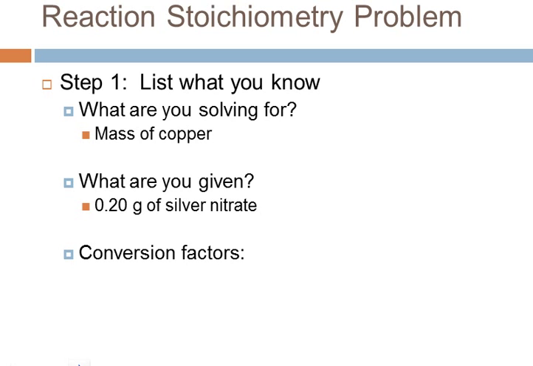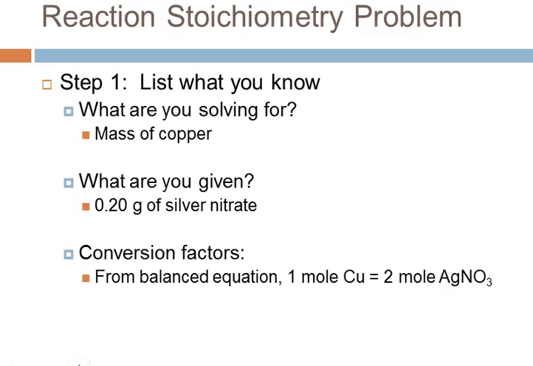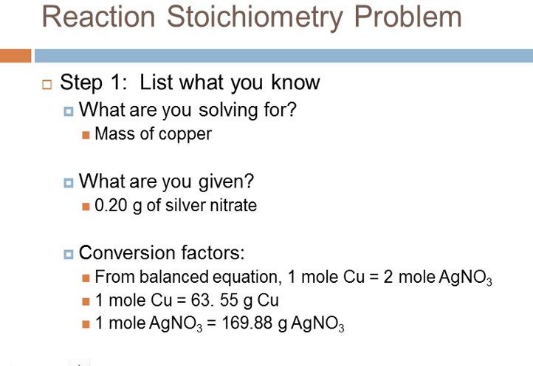In terms of conversion factors, there are 3 things we need to know. From the balanced equation, 1 mole of copper reacts with 2 moles of silver nitrate, so we have a 1:2 ratio. The stoichiometry problems are always going to have a mole-to-mole conversion as one of the conversion factors. We need the molar mass of copper. 1 mole of copper is 63.55 grams of copper. And we need the molar mass of silver nitrate, which is 169.88 grams of silver nitrate for each mole. So that's all the information we need to solve this problem.